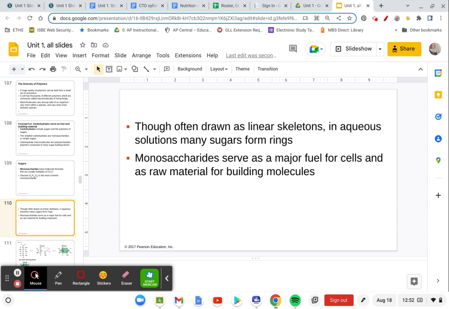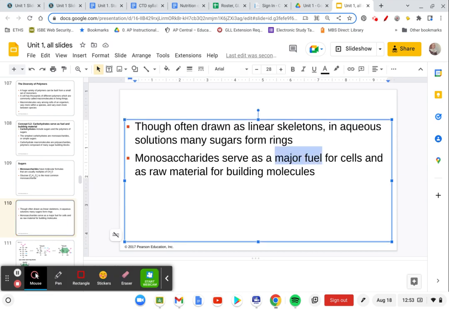Okay, though they're often drawn as linear, sometimes sugars can form rings, and I've actually got a picture of that. We're not all that interested in that kind of thing right now, but let me just touch on this other sentence here, and then I'll show you a picture of the rings versus the linear models. So monosaccharides serve as major fuels. That's a huge, huge thing. They're going to be our primary energy source in our body for everything: for building muscle, for thinking, for breathing, etc.